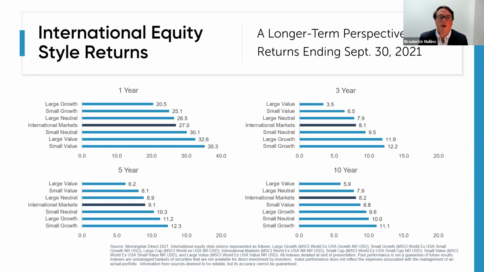Turning to international markets, we see small cap value has led the pack over the 1-year period, albeit at a lower total return compared to the US. At the longer time horizons, we see small caps, particularly neutral and growth stocks, offering the highest returns over the 10-year period at 10% and 11.1% respectively.